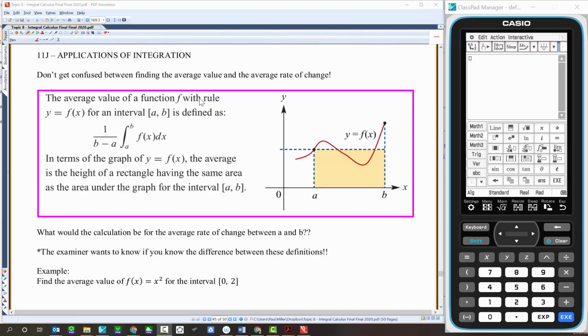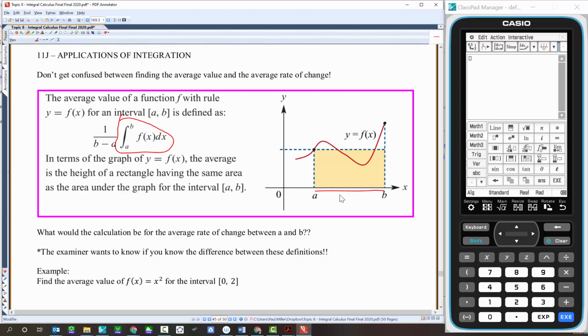So the average value of a function f with the rule y equals f of x over an interval is defined as this. Essentially what this is saying is that you integrate the function as normal, and then you multiply it by 1 over the subtraction of the terminals. Now, how does this work in a practical sense? What you want to do is find the area under the curve. That's this area here, and then you simply multiply it by 1 over b take a, which will give you this part here.